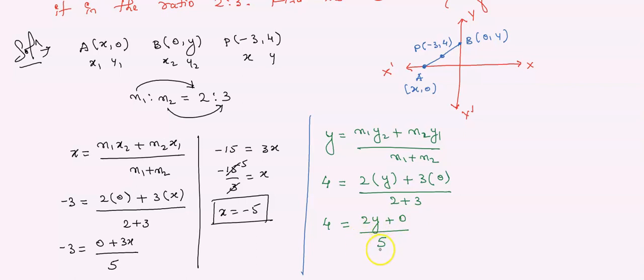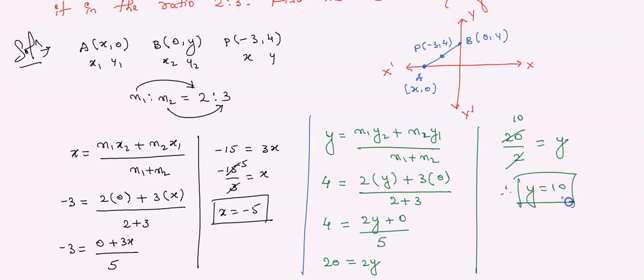Cross multiply. 5 4s are 20 is equal to 2y plus 0 is 2y. Now 20 by 2 is equal to y, so the value of y is 10. Now we got the values of x and y. What was the question? The question was to find the coordinates of A and B, correct?